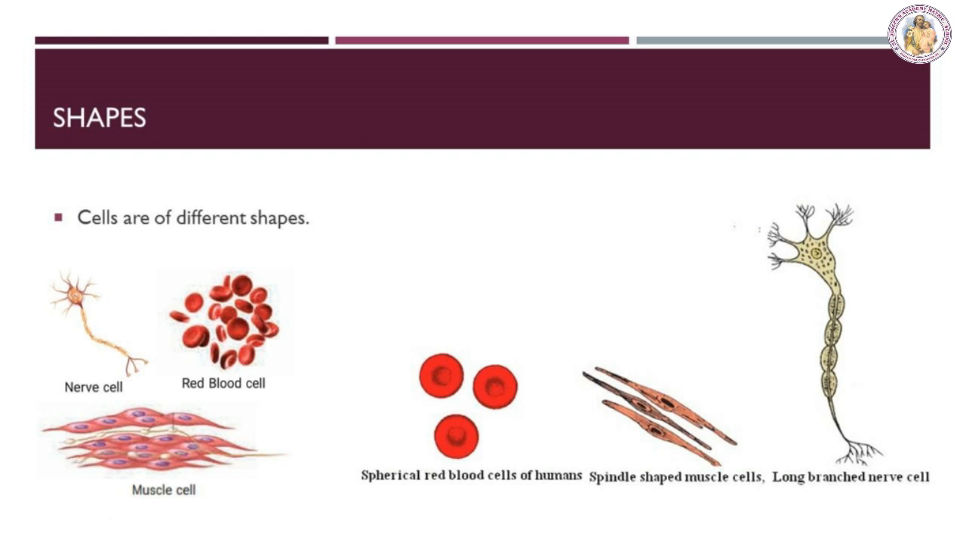Shapes of the cell. Cells are of different shapes. For example, the nerve cell is long and branched in shape. Then the red blood cell is spherical in shape. Then the muscle cell is spindle in shape.